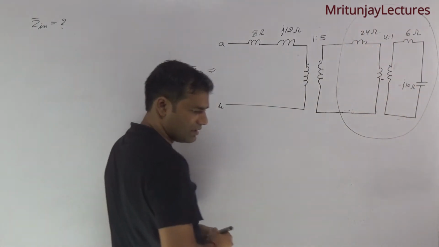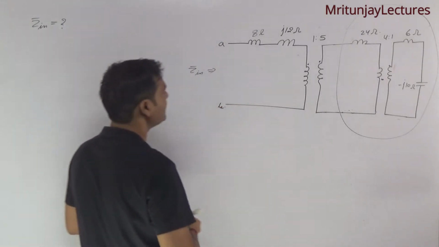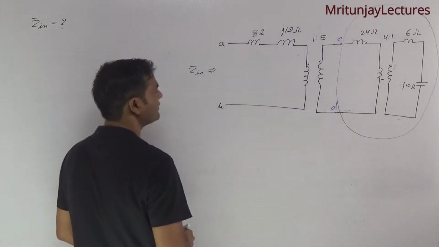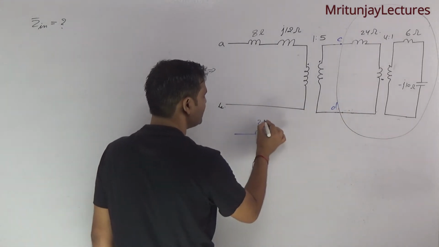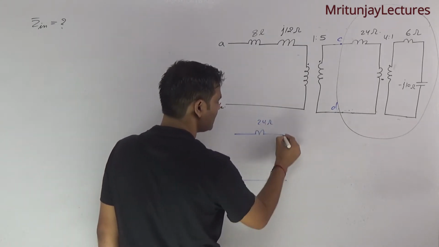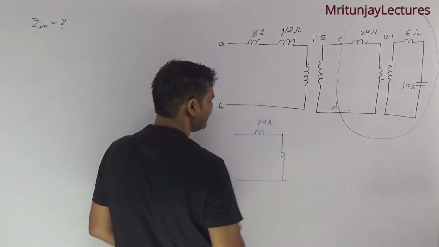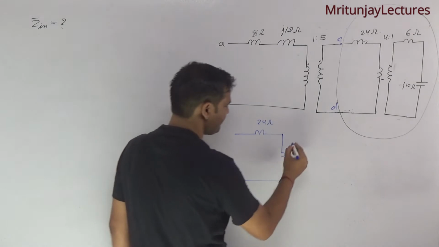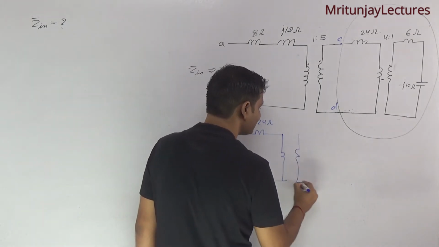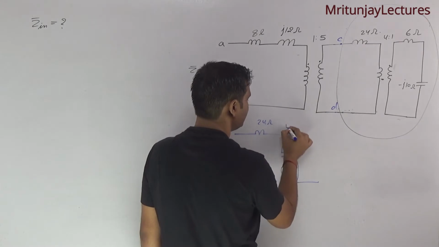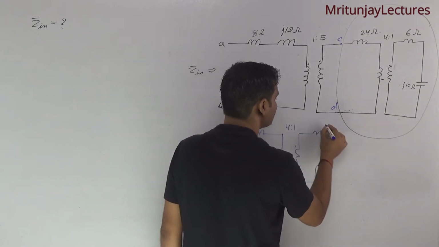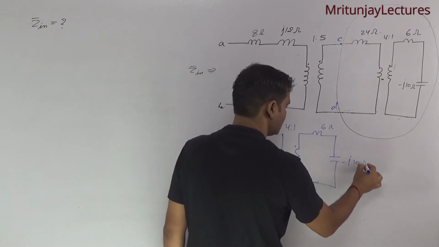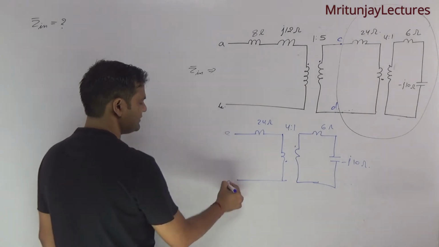Solve this circuit. After that, I know that first of all make this one C and this one D. So first of all make that 24 ohm, and here that is the dot, that is 4:1, and this one is a 6 ohm, and this one is minus J10 ohm. Clear? And this is C, this is D.